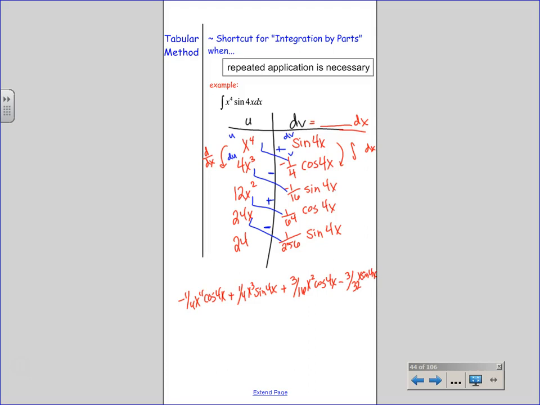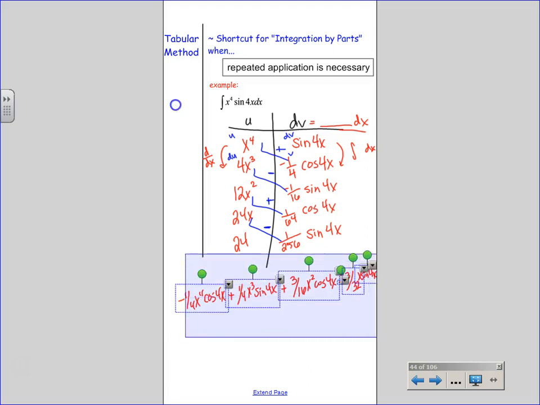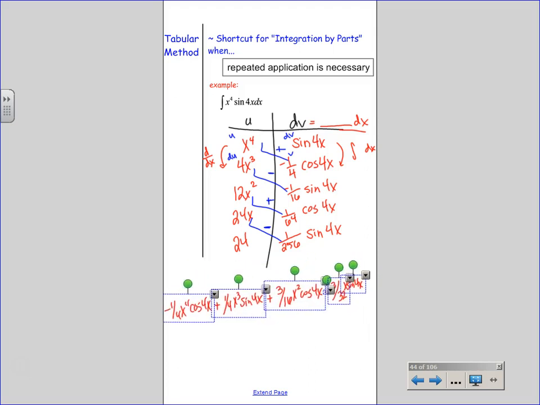Wait, that's it? No, hold on. Couldn't we have integrated the 24 also? Couldn't we have integrated his u with the... Oh. We don't stop when we get to the constant, which we can integrate. We stop when we get to 0, which we're done. So there's technically one more.